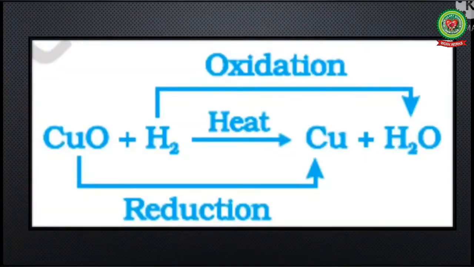For example, in this reaction, copper oxide is converted into copper by removal of oxygen, so this is a reduction reaction. On the other hand, hydrogen is converted into water by addition of oxygen, so this is an oxidation reaction. In this reaction, oxidation and reduction are taking place simultaneously, so this is a redox reaction. This is all about today's lecture.